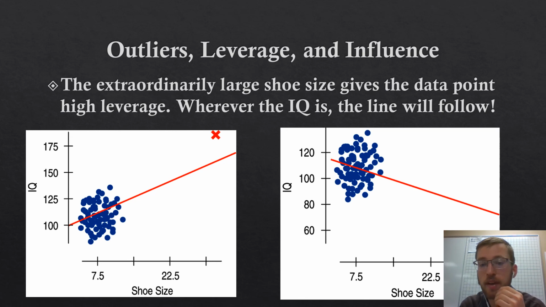Whereas if we look to the right, our points are still kind of in the same place. Well, if Bigfoot doesn't have a very high IQ, then that point is going to pull our line of best fit in the downward direction. So not only is that red X in either of these cases considered an outlier, it has high leverage because its X values are very, very far to the right relative to our other X values. And it would also be an influential point because it has a significant impact on the direction of our line of best fit.